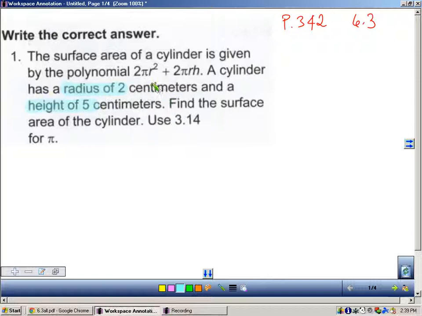Now you'll notice that the radius, letter R, and height, letter H, are found in this polynomial. So what you need to do automatically is to convert the radius into an expression that says R equals 2. And also the height is equal to 5. So you're writing what you read into what we call algebraic expressions.